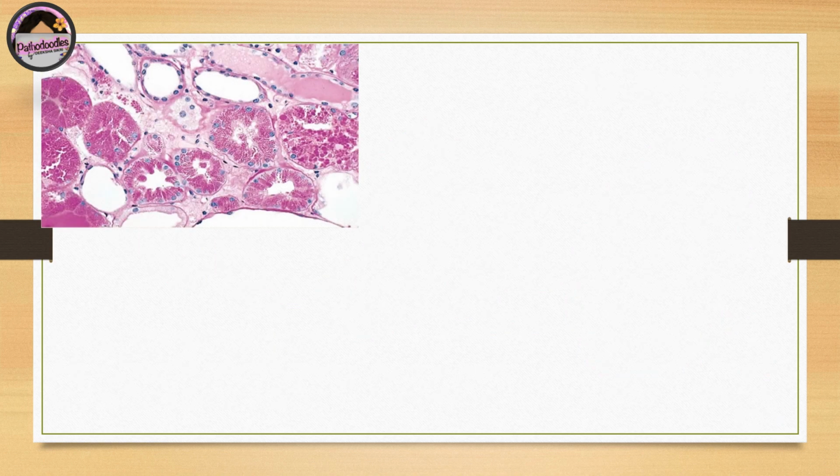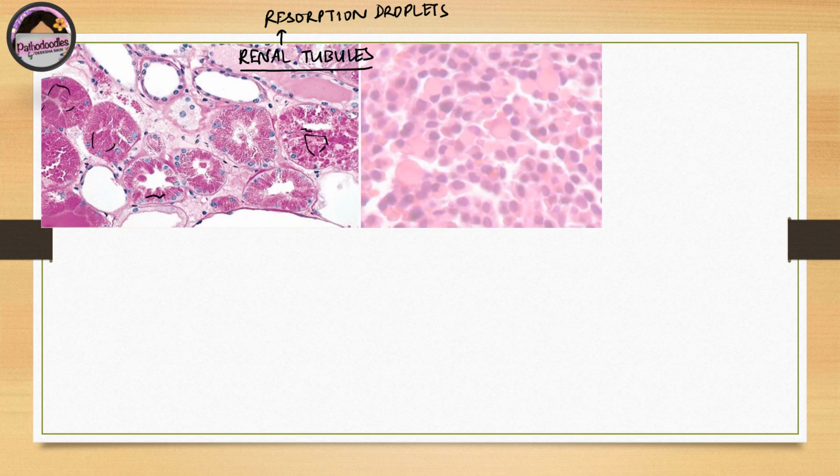Now, I'll put together a couple of photographs for you to show you different ways hyaline can appear both intra and extracellularly. Now here, these are renal tubules. All of these are renal tubules. As I'm sure you recall, renal tubules perform the function of resorption of proteins. So these are called resorption droplets. You can see protein inclusions within the renal tubular cells.